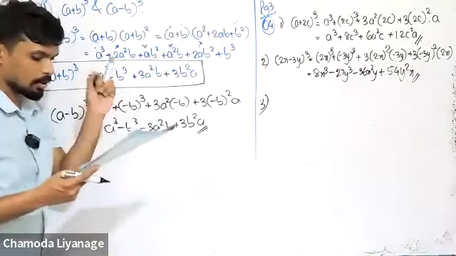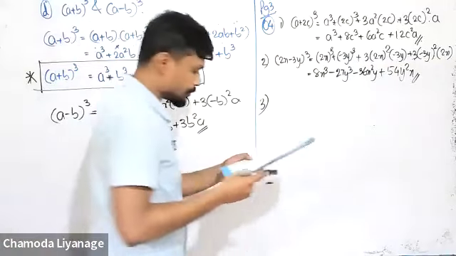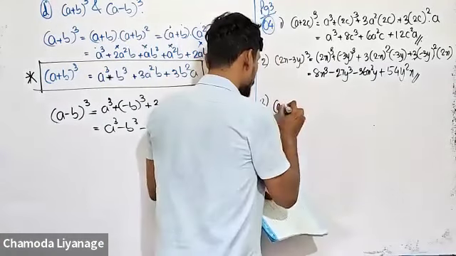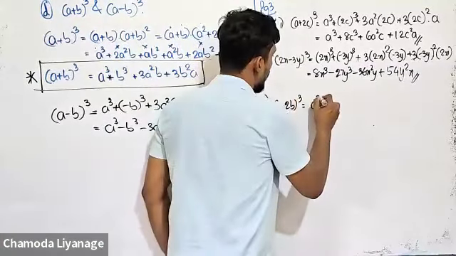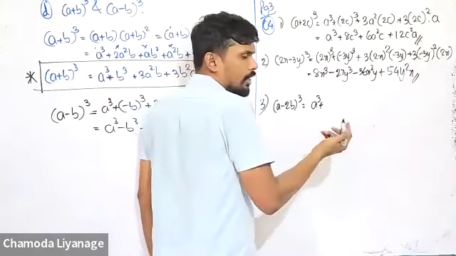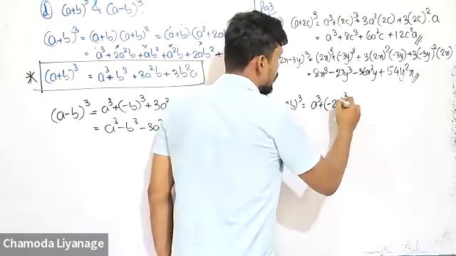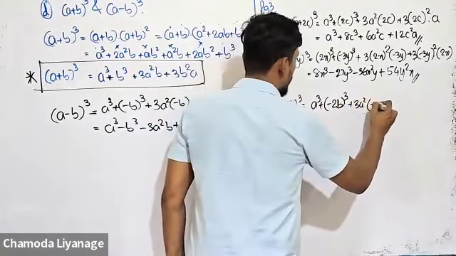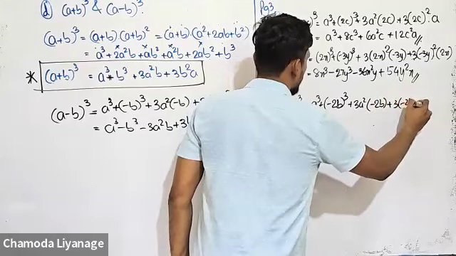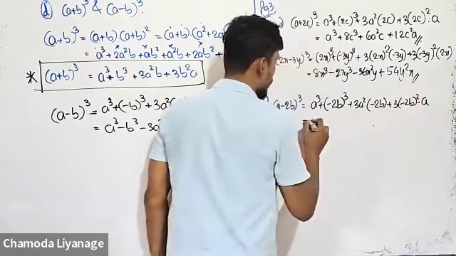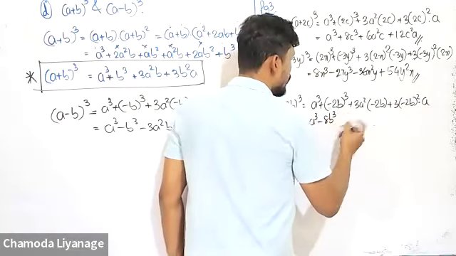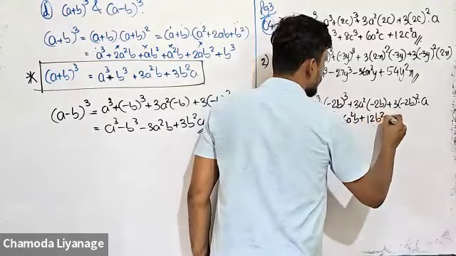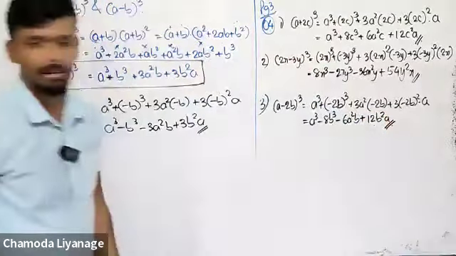Okay, I will do the third one also with you. So what is the third one? A minus 2b cube. A cube plus, so just put plus, right? Minus 2b cube, and use the brackets, plus 3 a squared into minus 2b plus 3 minus 2b squared into a. So a cube minus 8b cube minus 6 a squared b plus 12 b squared a, right?